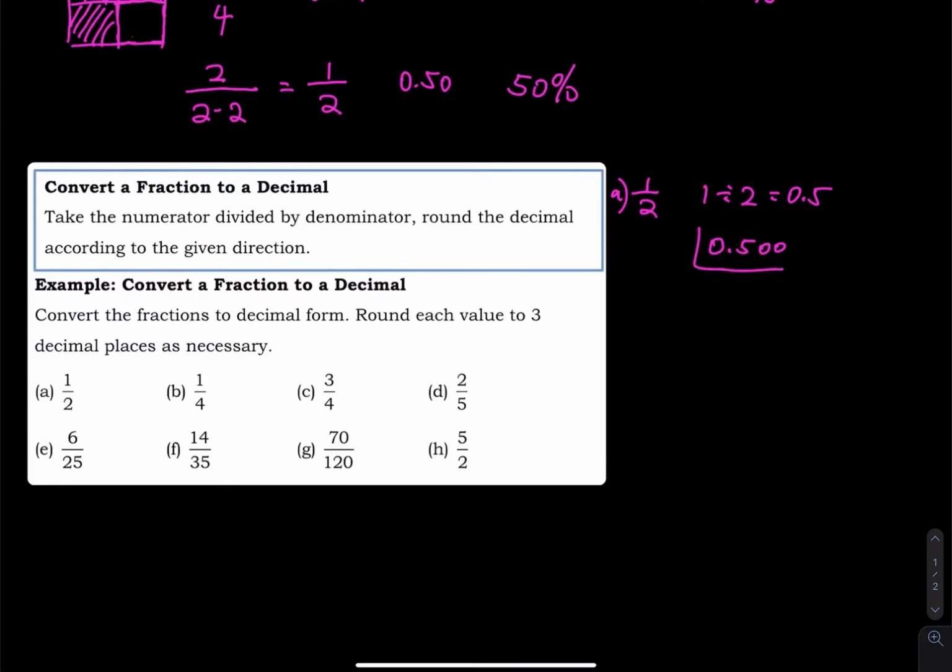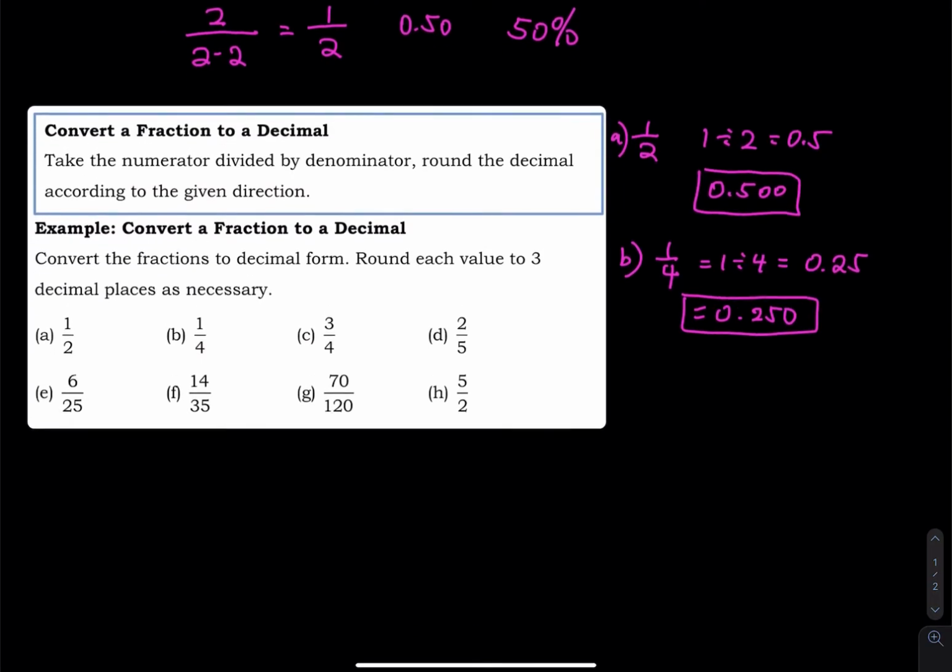So this is 3 decimal places because I keep 3 numbers on the right hand side of the decimal point. And then part B, I have 1 over 4, which is a quarter, right? So that is equal to 1 divided by 4. That is equal to 0.25. If you want to keep 1 more decimal place, simply add a 0 on the right hand side of the 5. So that's how you do it.